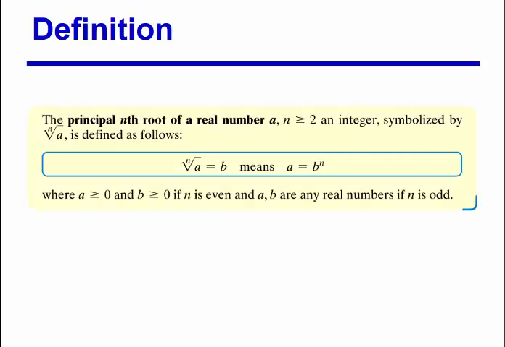So the principal nth root of a real number a, as long as n is an integer greater than or equal to 2, is defined as follows. The nth root of a is equal to b means that a is equal to b raised to the n power, where a is greater than or equal to 0, b is greater than or equal to 0, n is an even number; a and b are real numbers if n is odd. And that's important. If n is odd, then a and b can be any real number. As long as n is even, then a and b have to be either 0 or greater.